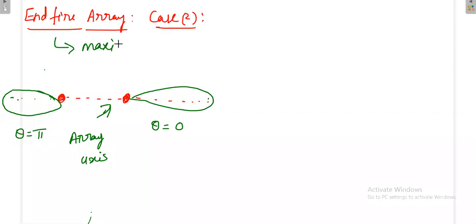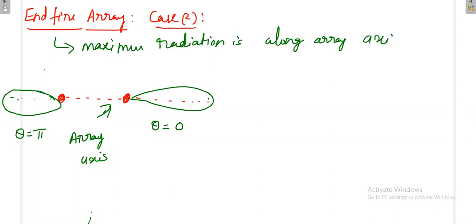In an end fire array, the maximum radiation is along the array axis. When it is along the array axis, theta can be either 0 or pi. You take the general formula, that is psi is equal to beta d cos theta plus alpha.